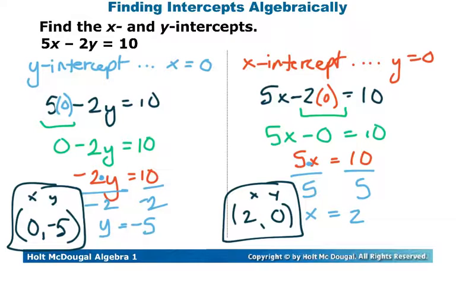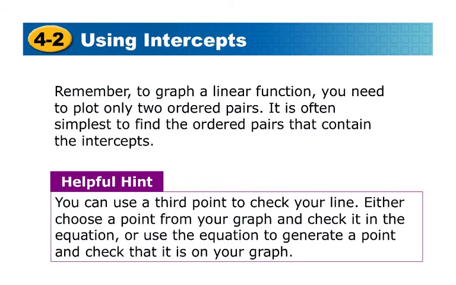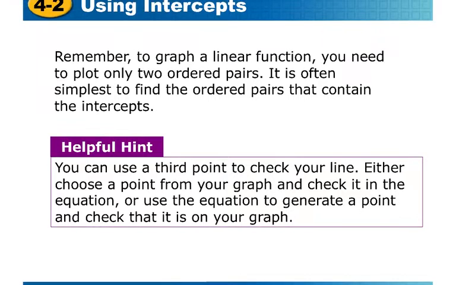So that is how we find it algebraically. You either plug in an x of 0 or a y of 0. Remember that in order to graph a linear function or a line, you need to plot only 2 points. You can't plot a line with just 1 point, because it's hard to tell what direction it's going. The second point tells you, oh, we're going in this direction. And so that's how we know how to graph the line.